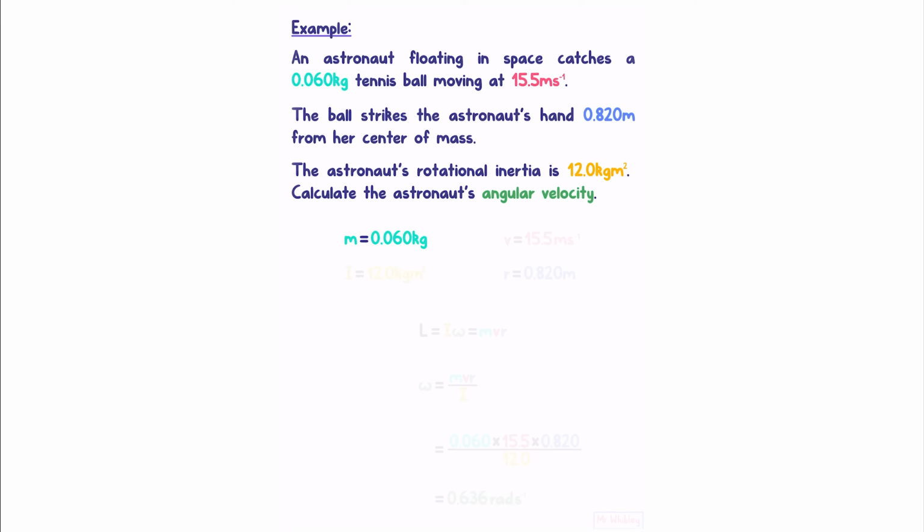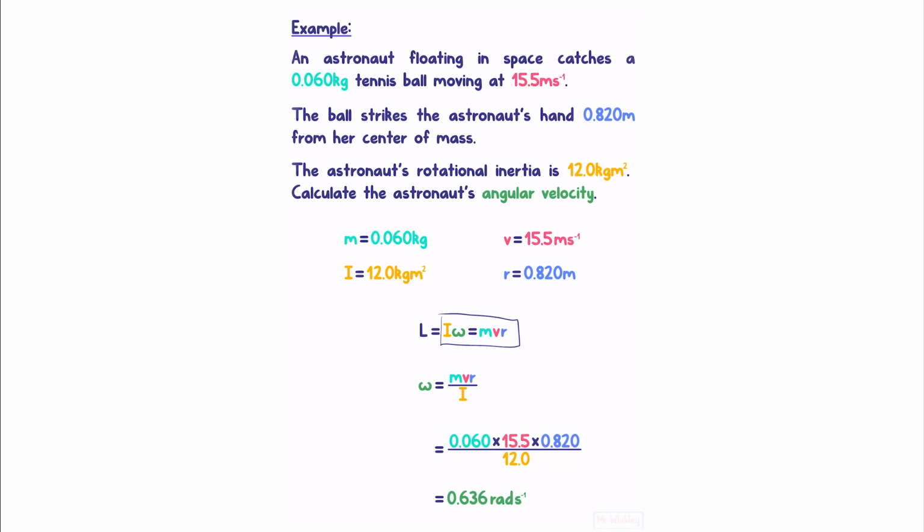We have the mass, we have the velocity, we have the rotational inertia, and we have the radius. Knowing that angular momentum is I omega and is also mvr, we can take this equation here and solve it for our angular velocity by dividing both sides by I. Putting in our numbers gives us 0.636 radians per second.